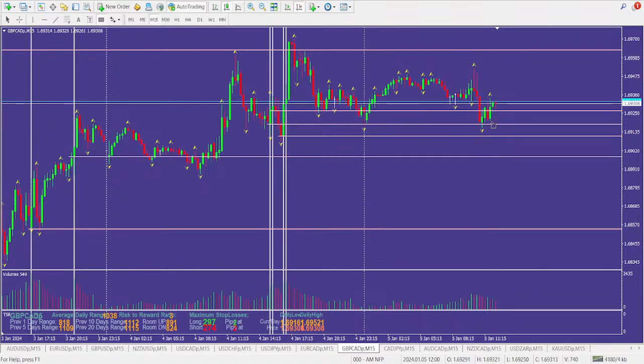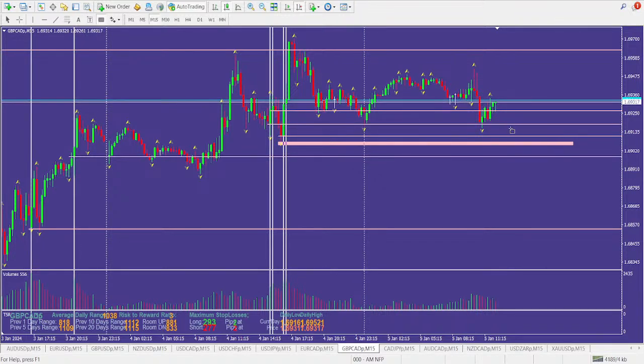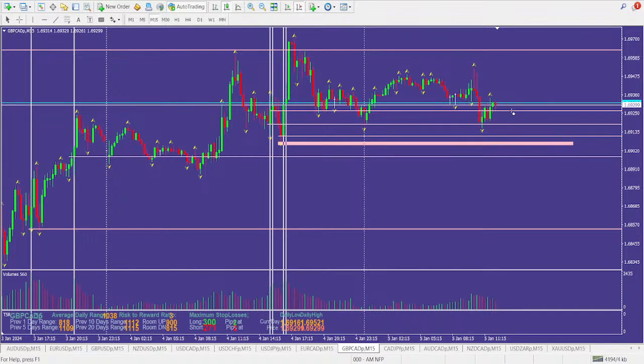So GBPCAD, we'll be looking for buying opportunities again over there, making sure that our stop loss is below our most recent level of demand zone over there. So boom, we're looking to buy here. Pretty simple.